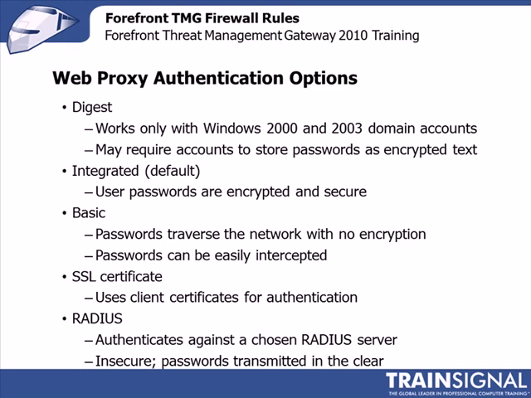The basic authentication option is the least secure. Passwords actually traverse the network with no encryption, basically in the clear. And passwords can be easily intercepted. So they only use this option if you absolutely have to and you have no other option. Basic is the worst authentication option you can choose. SSL certificate is a very secure option because it uses client certificates for authentication. And then Radius, which is a very common standards-based authentication option, authenticates against a chosen Radius server. It's also insecure. Passwords are transmitted in the clear.